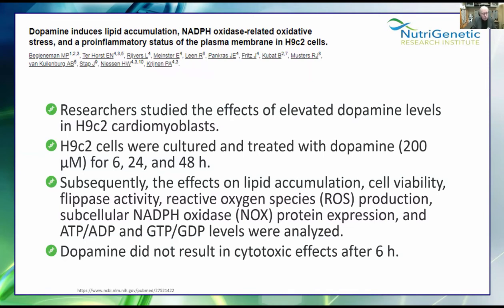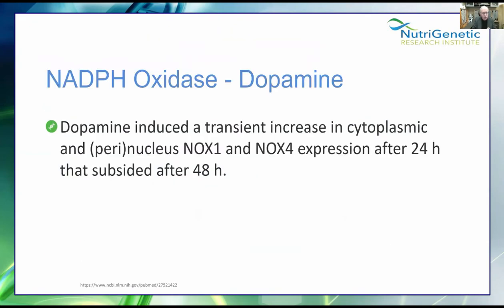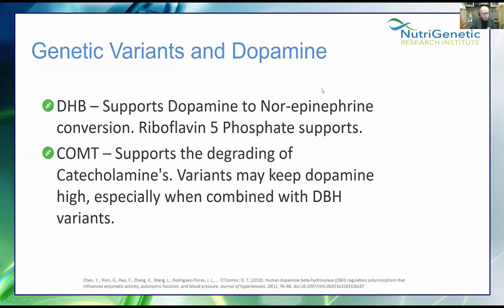We're actually working on a supplement that gives the cofactors for the DBH enzyme. So here's just a study that shows that dopamine induced a transient increase in cytoplasmic NOX1 and NOX4, and these are the enzymes that stimulate the mast cells. So as we said, DBH supports dopamine and norepinephrine. Riboflavin 5-phosphate supports it, and we're going to be updating that with more. Copper is another one. COMT supports the degrading of catecholamines. Variants may keep dopamine high, but let me talk about that a little bit.